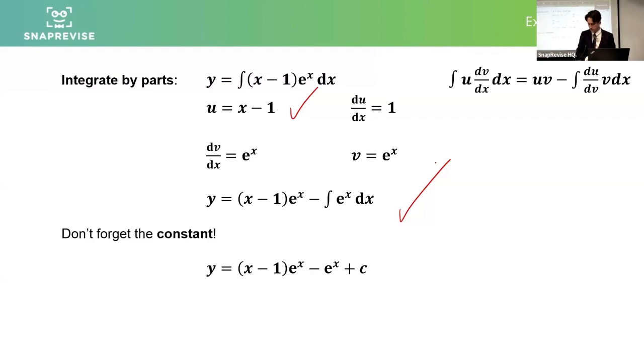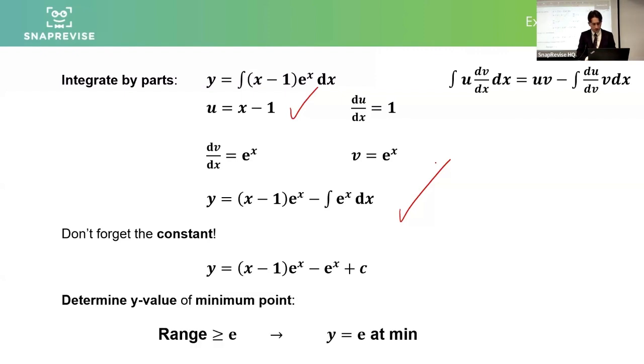So don't forget the constant of integration at the end once you've fully done it. Now, this is actually really important because there was no plus C in the actual answer. They wanted you to find the actual function. And for a lot of people, they might have thought, well, they didn't give me a point to sub in. They just gave me a picture of the graph. How can I do that? They kind of did give you a point to sub in because they gave you the minimum. They told you that the range was greater than e. So that means the y value is e at the minimum.